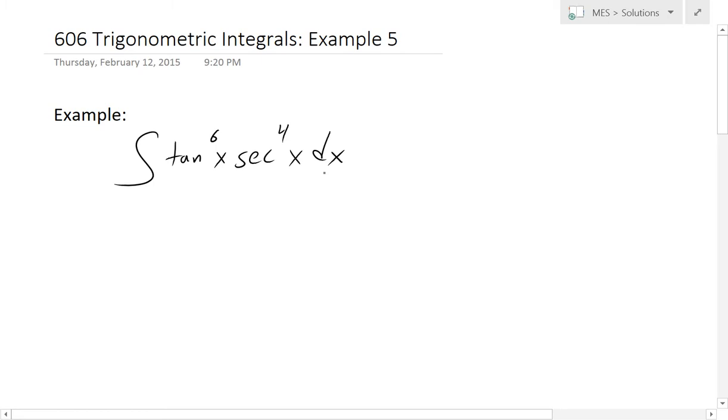Today we'll discuss further trigonometric integrals. Now go over example 5 on the example series. This example is the integral of tan to the power of 6 of x times secant to the power of 4. This is not straightforward, but from my earlier videos on integrals of sine and cosine, we could apply a similar method.